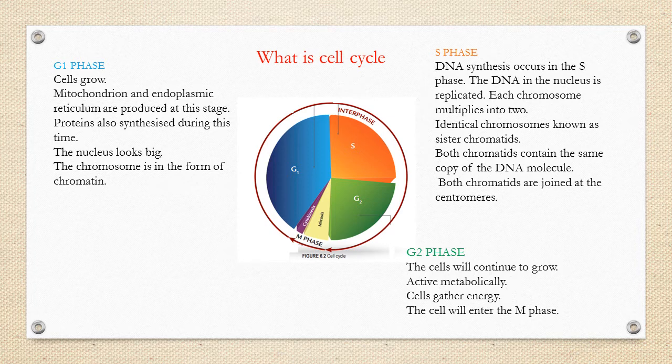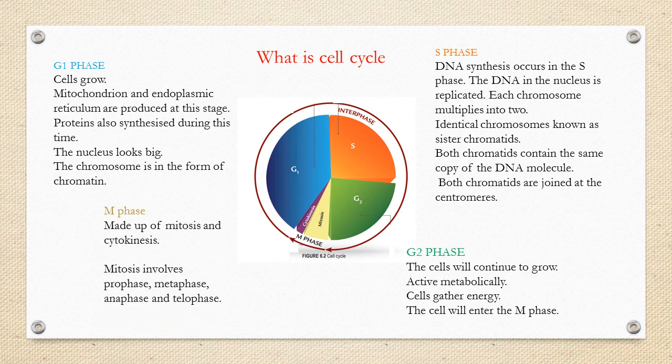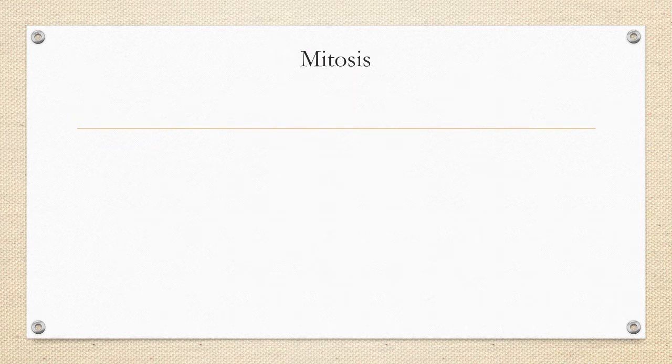Okay, so we go to the M phase. The M phase is made up of mitosis and cytokinesis. Mitosis involves prophase, metaphase, anaphase, and telophase. So there is the cell cycle, which consists of the M phase and the interphase. Okay, mitosis.